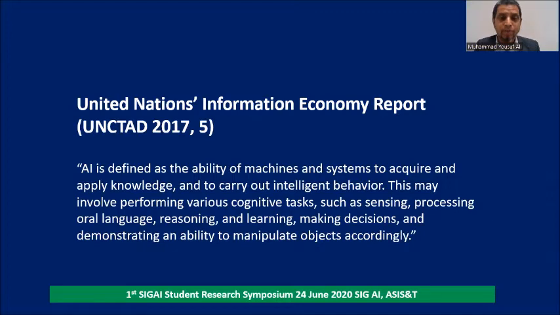The United Nations Information Economy Report, UNCTAD, in 2017 described artificial intelligence as the ability of machines and systems to acquire and apply knowledge and to carry out intelligent behavior. This may involve performing various cognitive tasks such as sensing, processing oral language, reasoning, learning, decision-making, demonstrating, and the ability to manipulate objects accordingly.